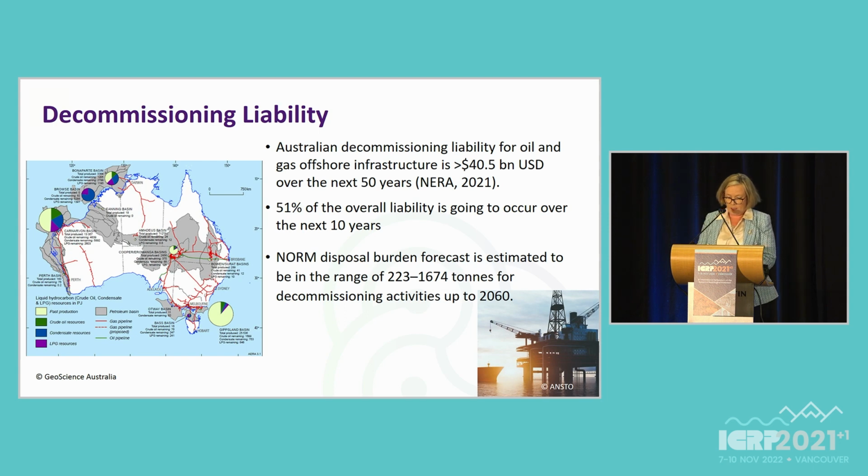So Australia's decommissioning liability for oil and gas offshore infrastructure is estimated to be greater than $40 billion US dollars over the next 50 years. 51% of this overall liability is going to occur over the next 10 years. And the NORM disposal burden forecast is estimated to be in the range of about 200 to 1,700 tonnes for decommissioning activities up to 2060.